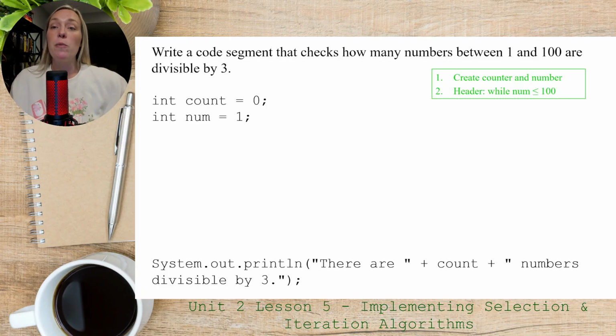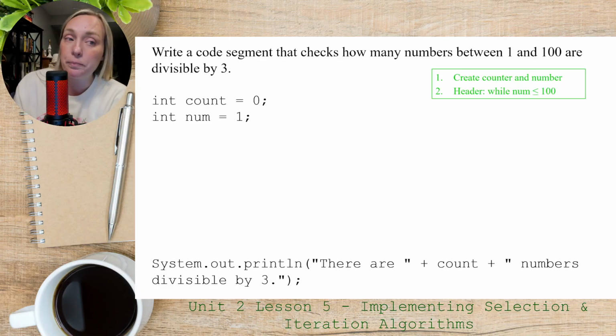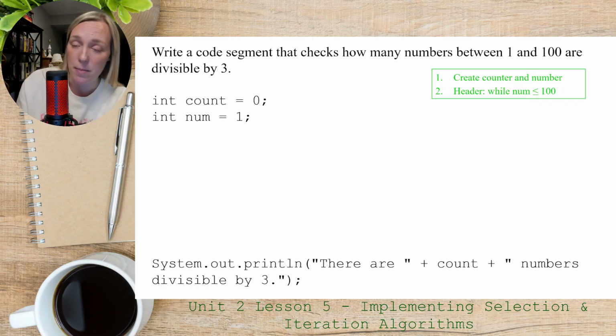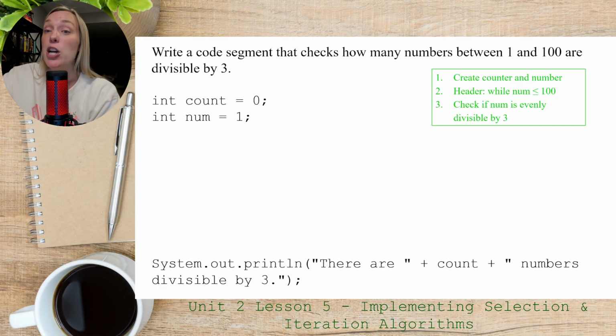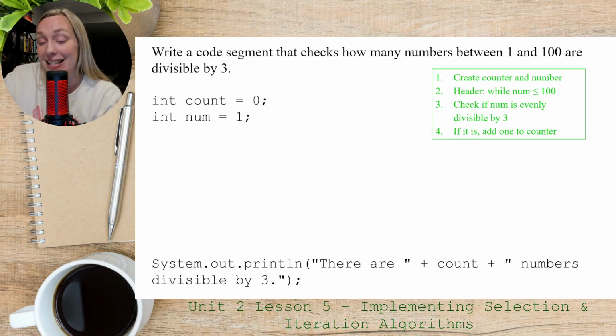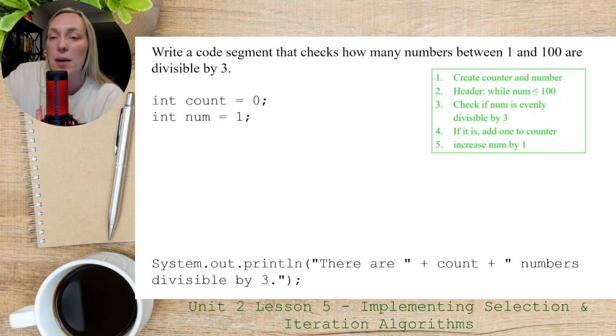So our header, we want to keep going until num is greater than 100, because I want to stop at 100. I start when num is 1, and I want to go up to and include when num is 100. And inside, I want to check if num is evenly divisible by 3. And if it is, I want to add 1 to the counter. If it's not, then I don't do anything, right? There's no other thing I have to do. So if it is, I add 1 to the counter. And then at the very end, I also want to increase num by 1 to keep the loop going.